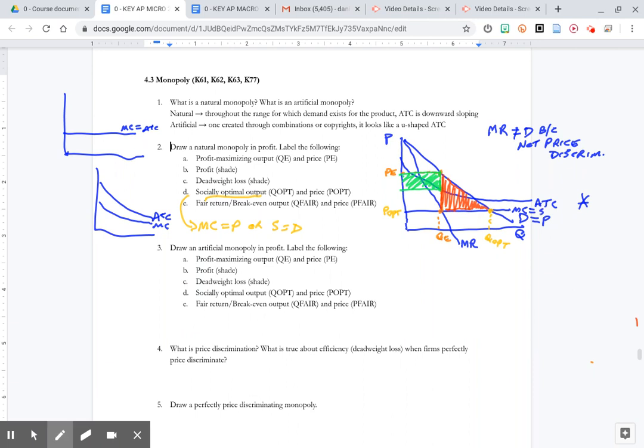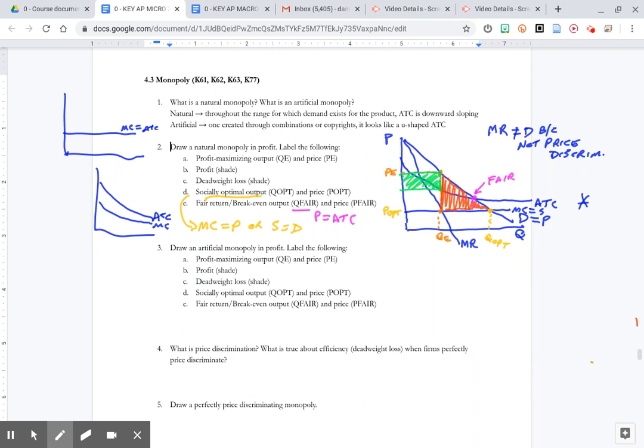Now, the last part says fair return or break even, right? We're going to switch one last time here. And this one, Q fair, P fair would be P equals the ATC. And it's sometimes called fair return just because it's like, well, they're breaking even. That means they're earning normal economic profit and positive accounting profit. And that would occur where price equals ATC. So we follow the price, which is the demand curve, and we locate it where it intersects here. So this is what we call the fair return.